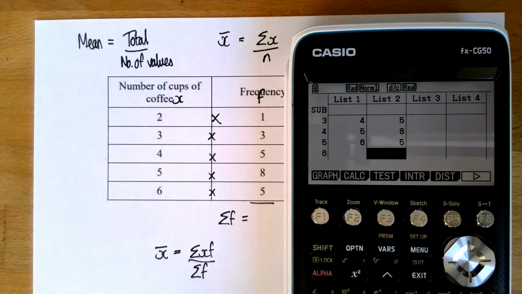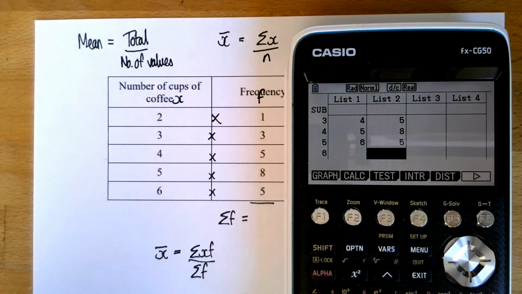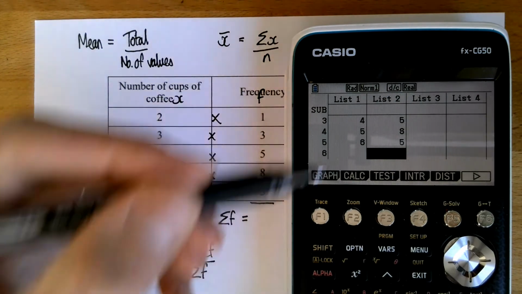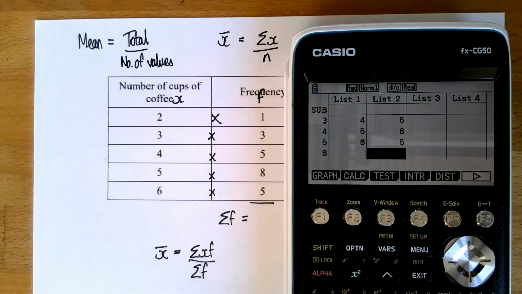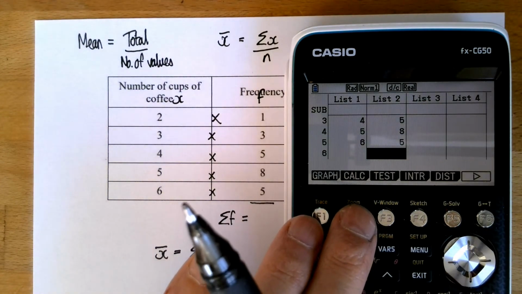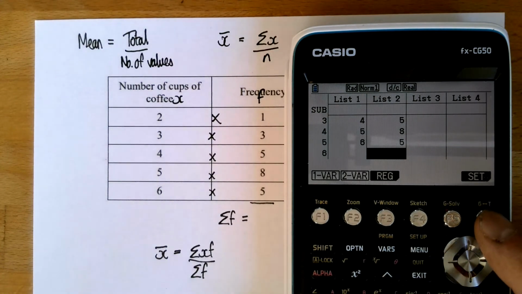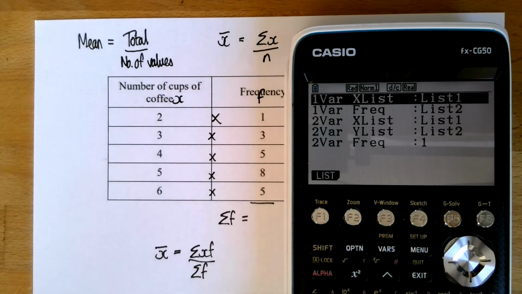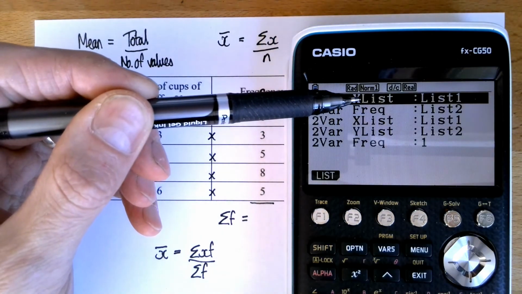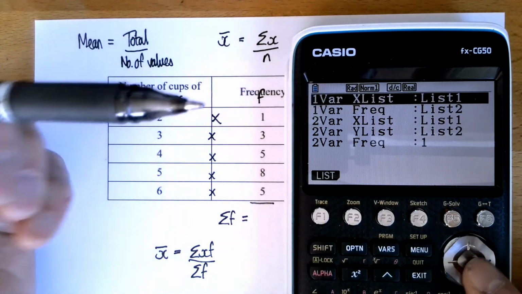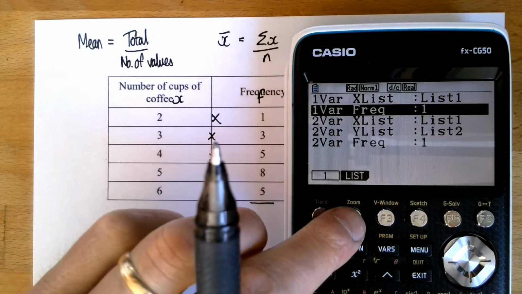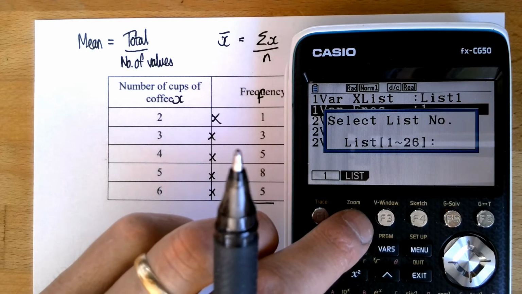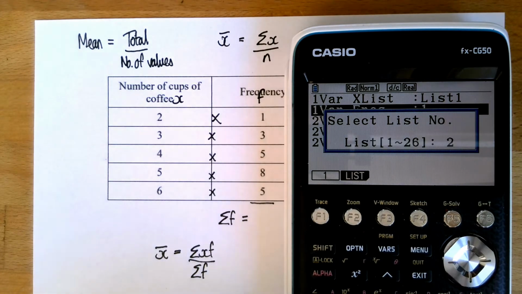So there we go. I've entered the two columns, the x and the f values. But now I need to tell the calculator that this isn't two lists of numbers, this is a frequency distribution. These are the number of cups of coffee, these are how many people had those cups of coffee. So I go to calc, like we did in the last one, and I go to set. And this time I say that the x list is my list of x values in list 1, and my frequencies, which actually I think on your calculator will still be like that, the frequencies are to be found in list 2. So you go to list and 2 and press EXE.